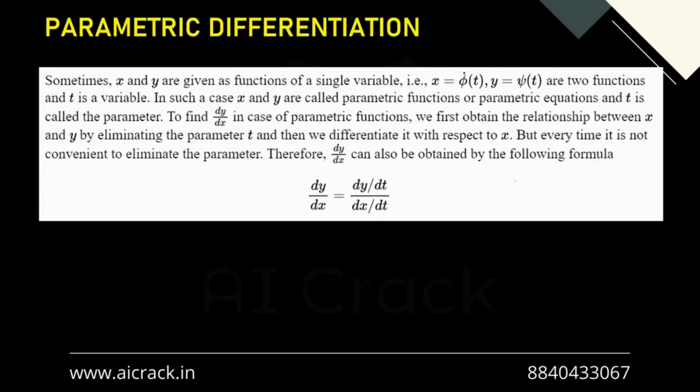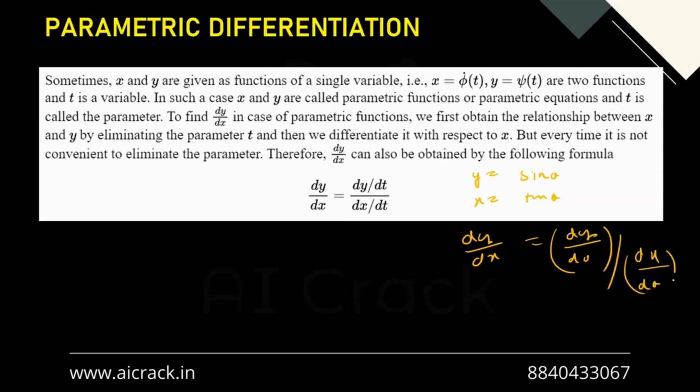And now let's talk about parametric differentiation, and it's a very simple topic. Let's say y equals to sine theta and x equals to tan theta, right? And we want to calculate dy by dx over here. How do we do that? We can simply multiply and divide by d theta over here, and we can write this as dy by d theta divided by dx by d theta. Now you can calculate this one, you can calculate this one and divide them, and you'll be able to get dy by dx.